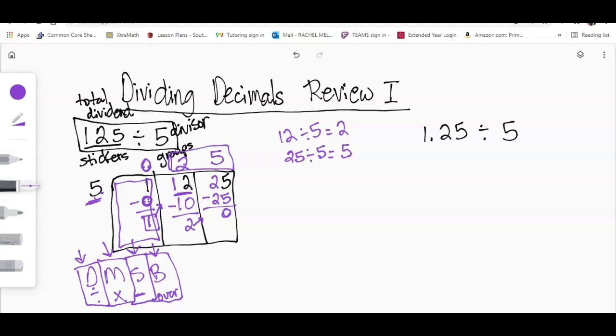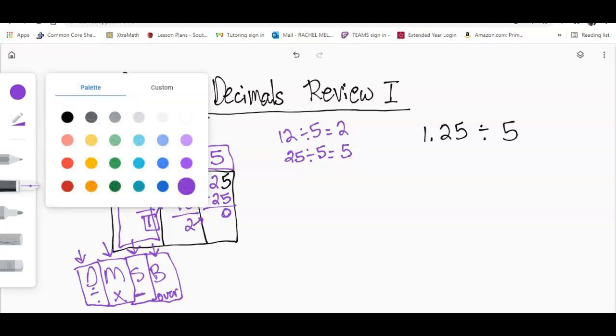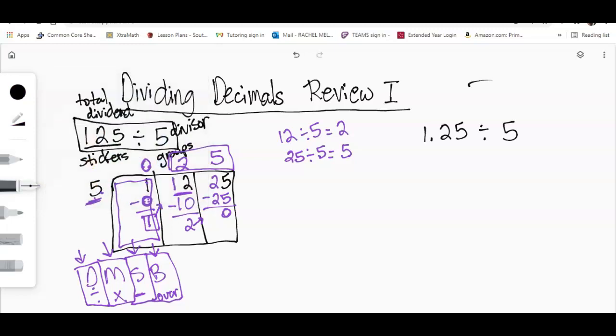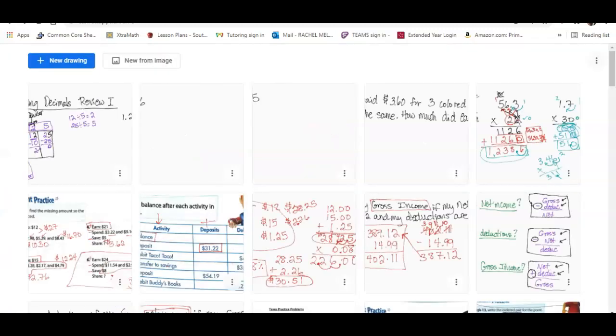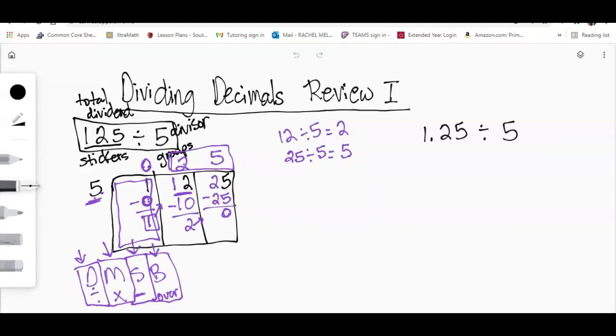All right, so what I want to do is show you the work and show you what's different, because there's not much that's different between whole number and decimal division. So I still have a 3-digit dividend. The only difference is that now I do have a decimal. So technically I'm going to have 4 columns. So that's going to look like this.